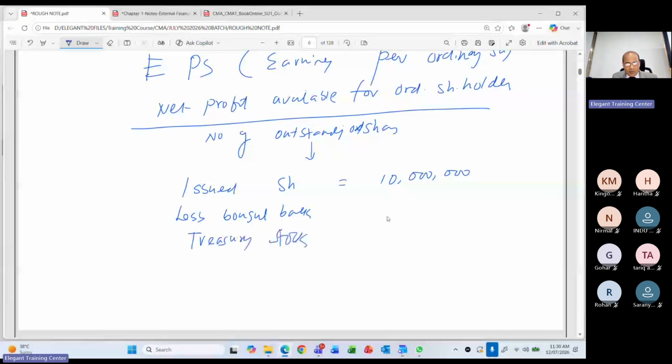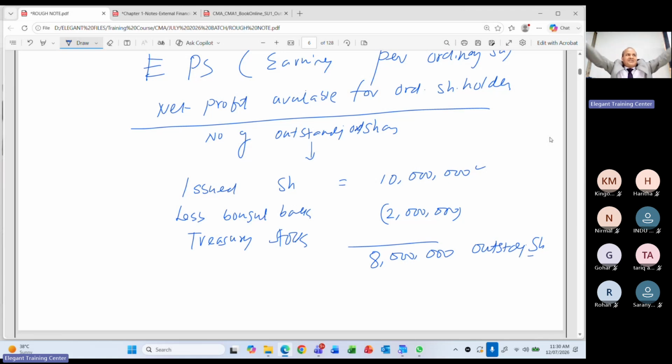So the company bought back 2 million shares. This 8 million is called what? Outstanding shares, held by the public. The public was holding 10 million, but the company bought back 2 million. Only 8 million shares are in the market, outstanding. Clear?